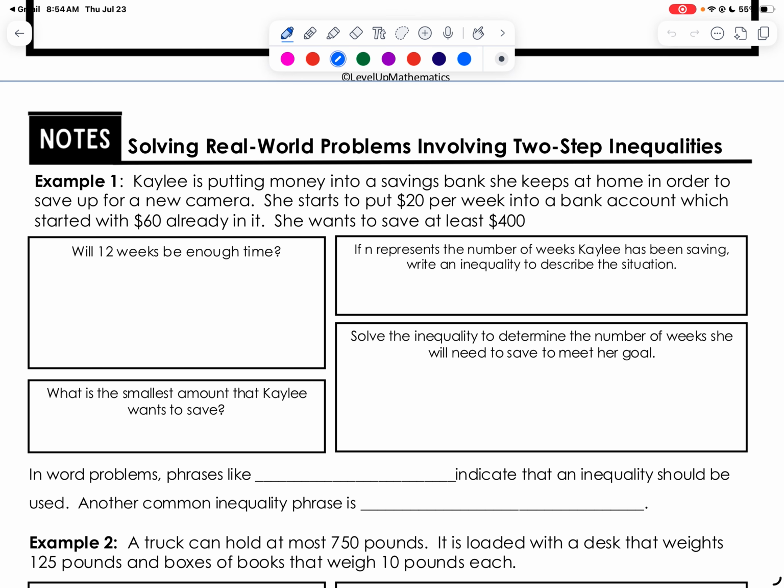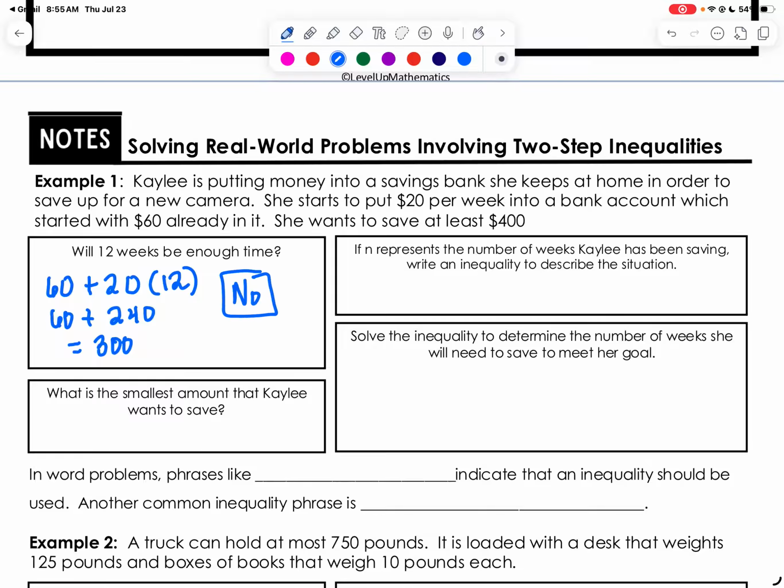So the first question asks us, will 12 weeks be enough time to meet her goal of having at least $400? Well, the question told us that Kaylee started with $60 in it, and then she's going to save $20 per week. So if she saves for 12 weeks, would she have at least $400? So let's evaluate this here. 2 times 12 is 24, so 20 times 12 is 240. If I add those two together, that would give her 300. So 12 weeks will not be enough time.